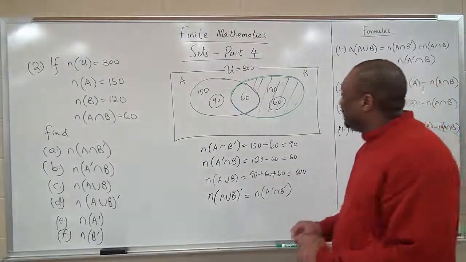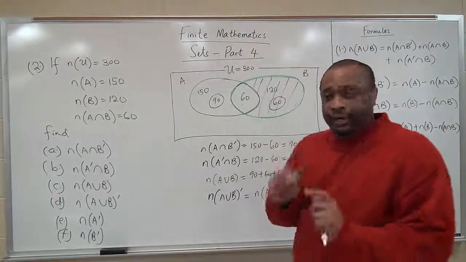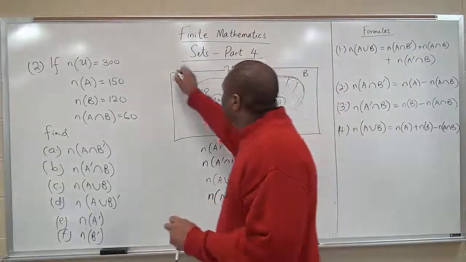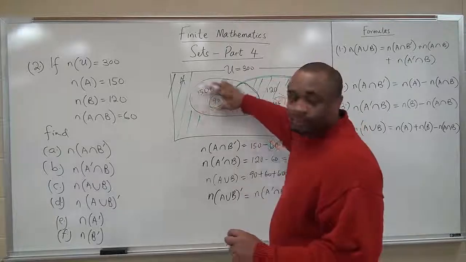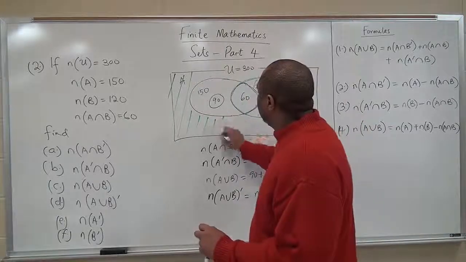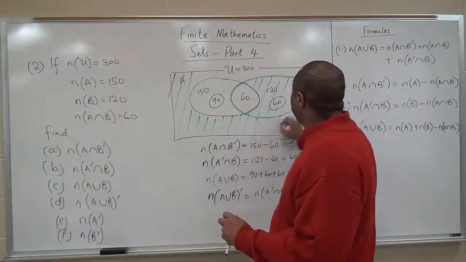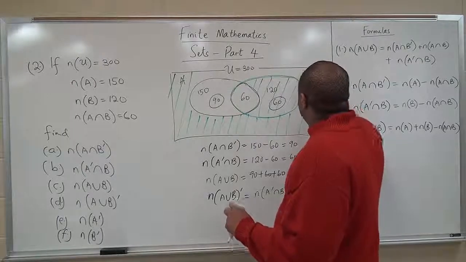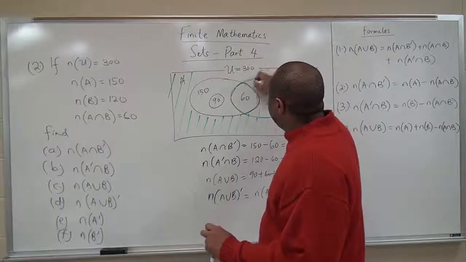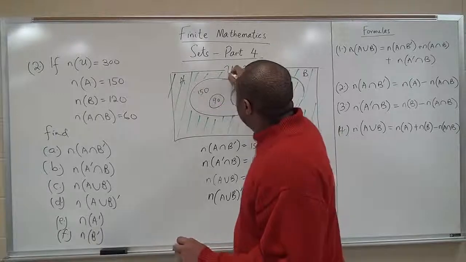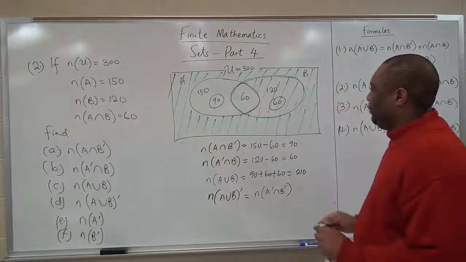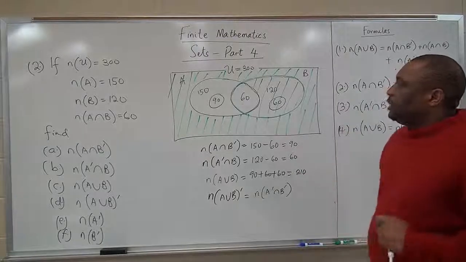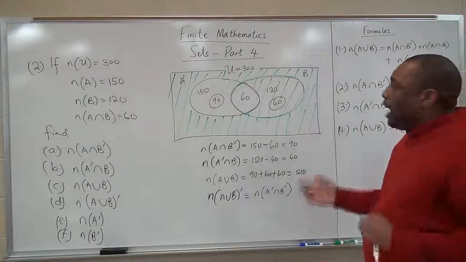So what does this mean? I'm going to shade it with green. This means this area here, because everything here is A union B. So what is included in the universal set but is not in A union B, that is the complement. How are we going to find it?